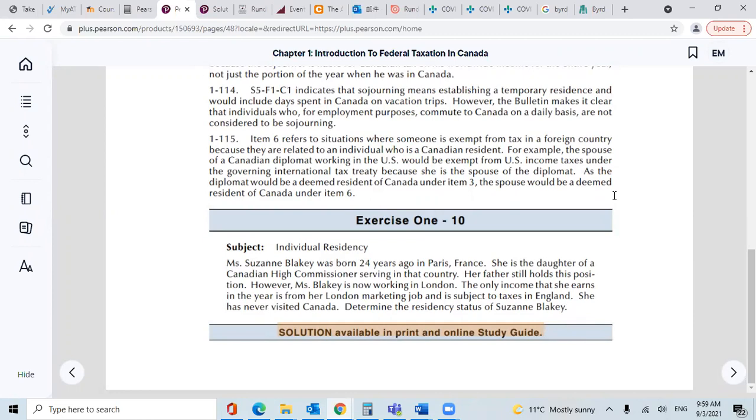So we can see Miss Blakey. First, she's not a dependent. She's 24 years old. She's not a dependent, even though her father is still the Canadian High Commissioner in France. And then the second one is the income. She made more than the personal income exemption credit, right? It's $12,000 in 2019. So based on those two situations, we can see Miss Blakey is not a deemed resident. Okay. Always go back to the 6 rules and then compare to the situation. You can figure it out.